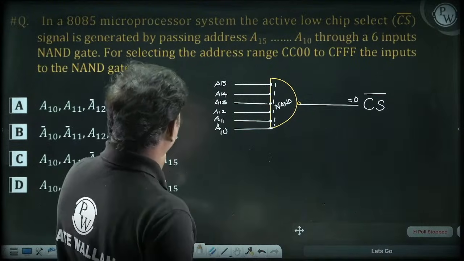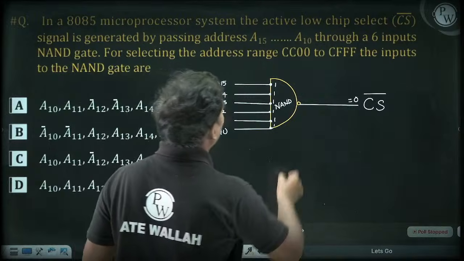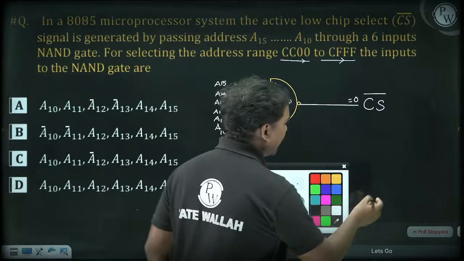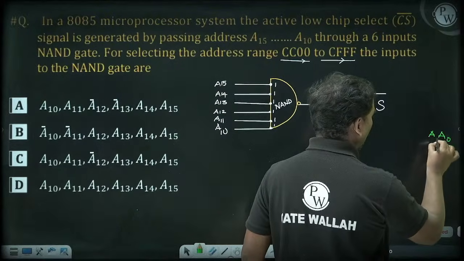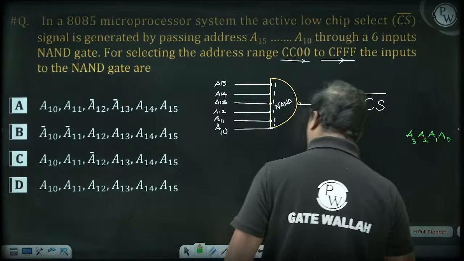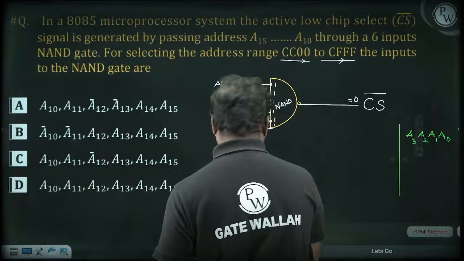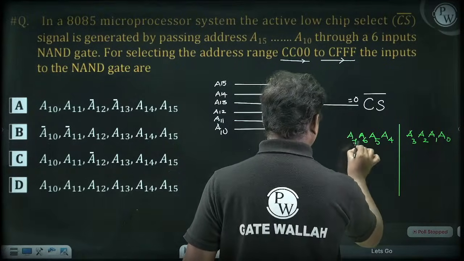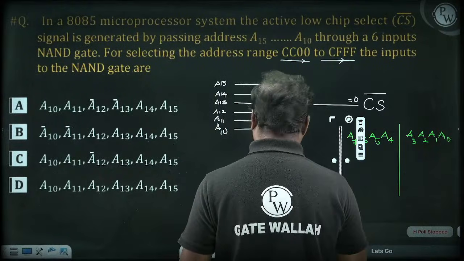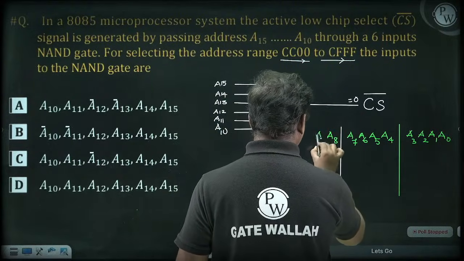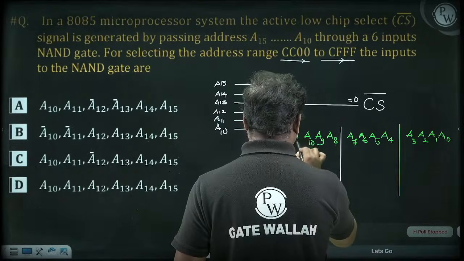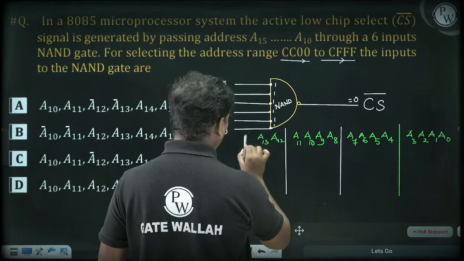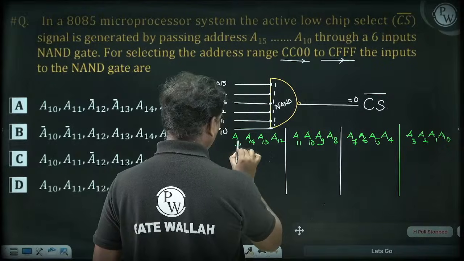Okay. For selecting the address range CC00 to CFFF, it is having 16 address lines. Let me write those 16 address lines here. A0, A1, A2, A3. Next, A4, A5, A6, A7. Next, A8, A9, A10, A11. Next, A12, A13, A14, A15.